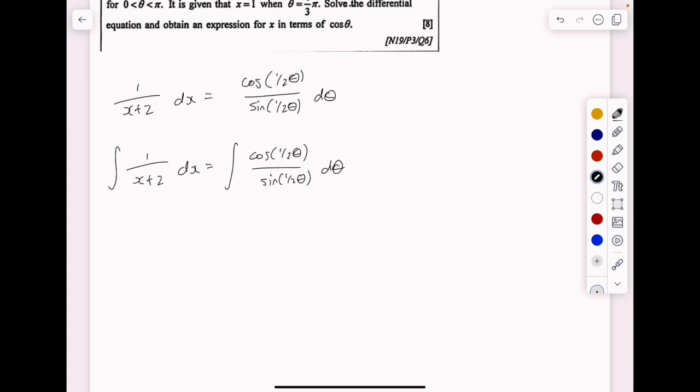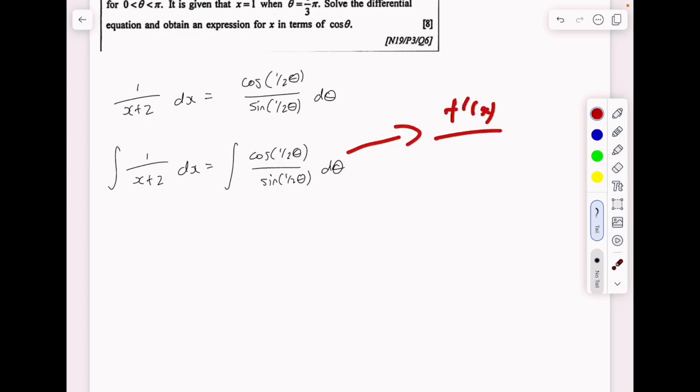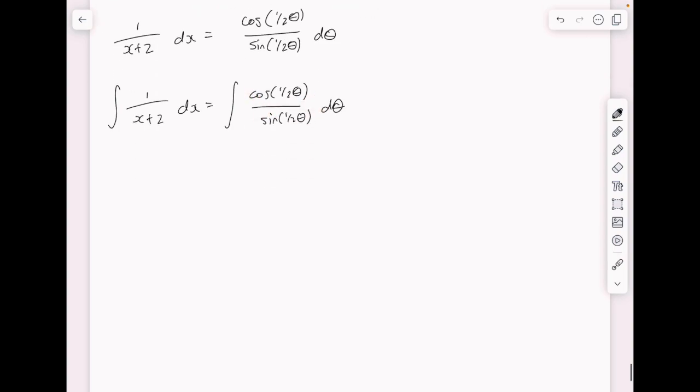Brilliant. Now from here, it's pretty simple. We just have to recognize the following facts. Over here, notice that this is in the form of f dash of x over f of x, because cos is the derivative of sine. But we're going to have to use the chain rule when we integrate it.